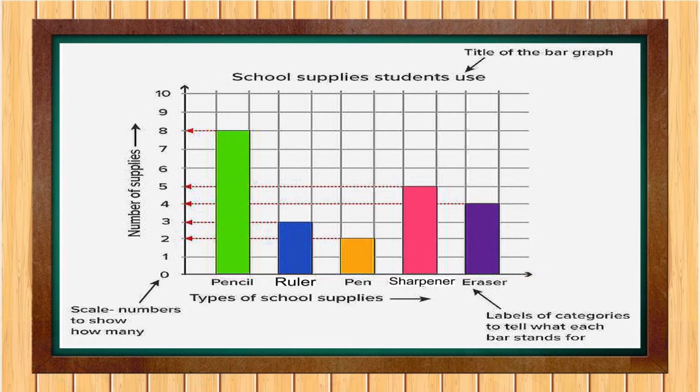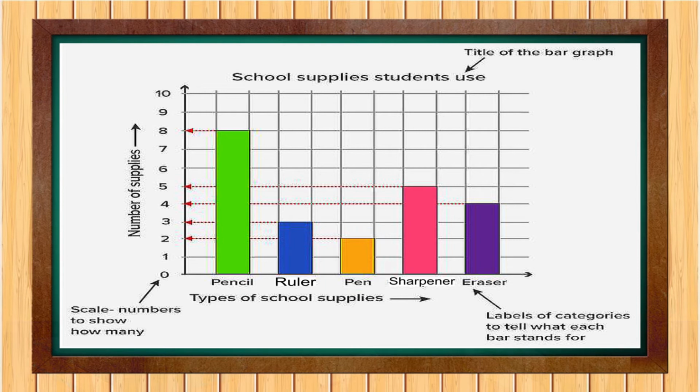Now let's get into it. Looking at the school supplies and our table, we realized that we had a total of 8 pencils. So the bar that represents pencil goes right up and it stops at 8. Now the bar that represents ruler goes a little way up and it stops at 3 because there were only 3 rulers in the group. Now we're moving on to pen, which is the yellow bar. That has to stop at 2 because in the supplies there were only 2 pens.